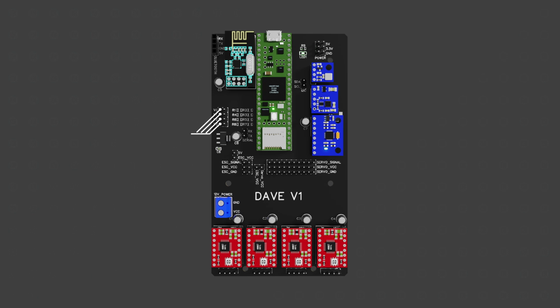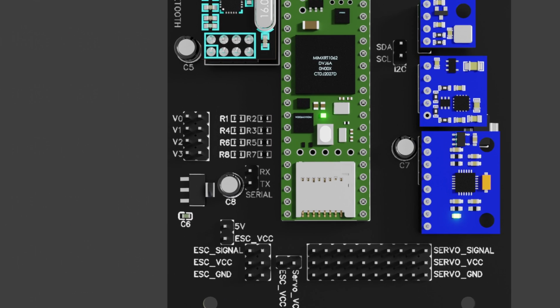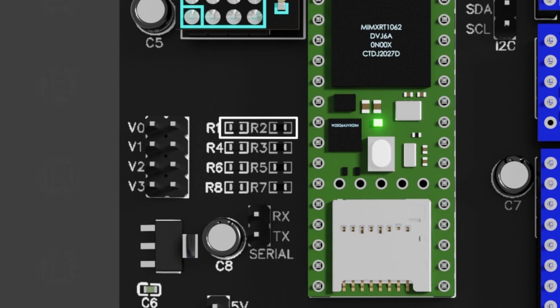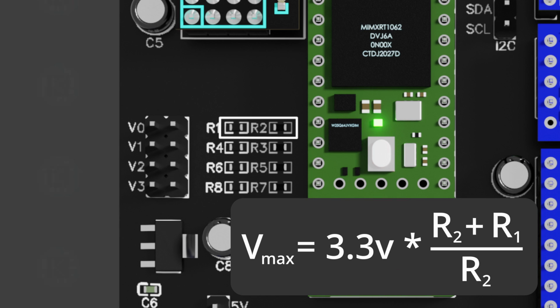I continued by adding the voltage read inputs. You have to be very careful about what voltage to apply. The two resistors built up a voltage divider and we can calculate the maximum input voltage by using this formula.